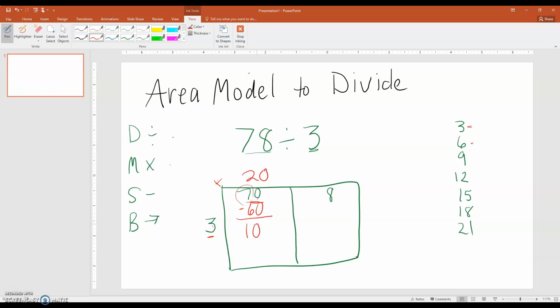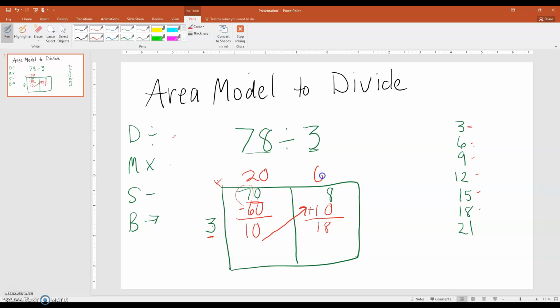Now remember the rule, you cannot keep anything in this column. So I have to take that 10 and bring it over to the next column. There was already 8 there. I just added 10 more, so now I have 18. And because I still have something in this column, I come back to the top and I start over. So how many times does 3 go into 18? Well, hopefully you know that, but if you don't, you've got your multiples over here, and you can see that 3 goes into 18 6 times.